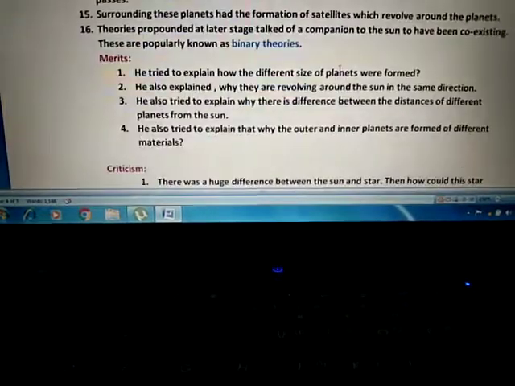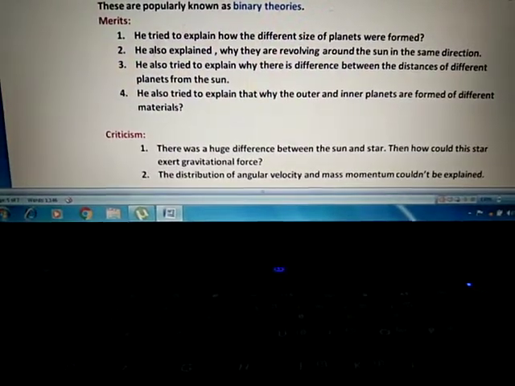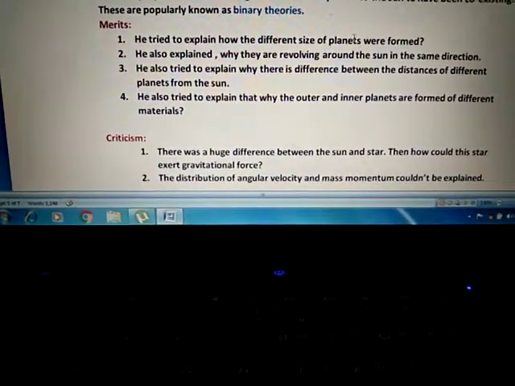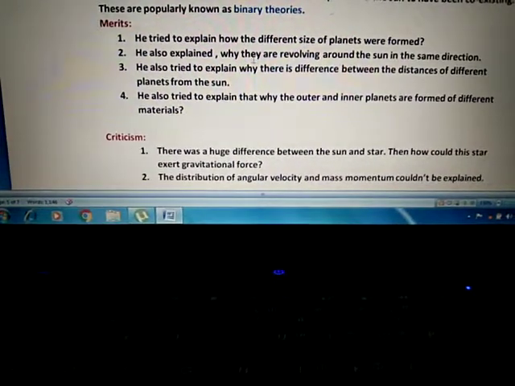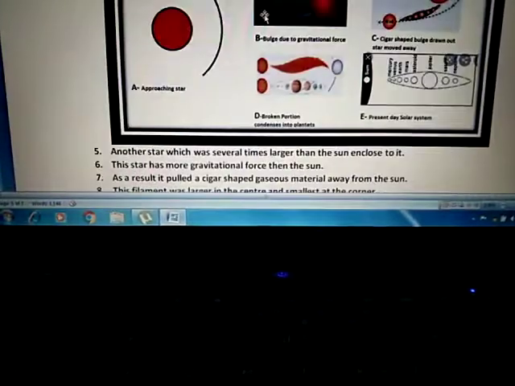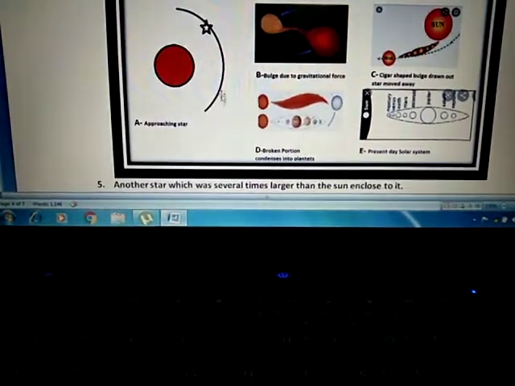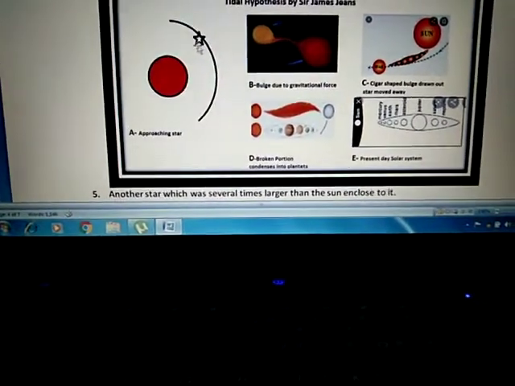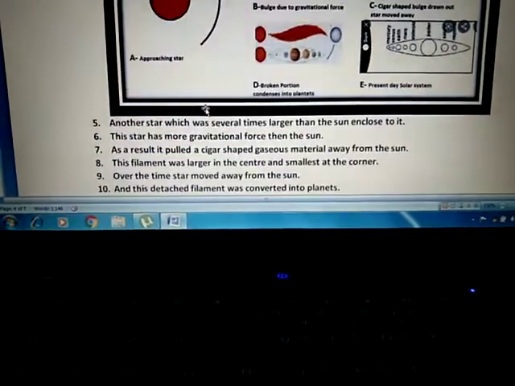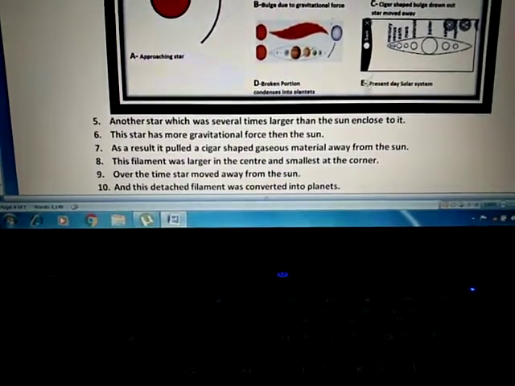So this hypothesis has some merits, because it explains how the sizes of planets were different. And second, why they are revolving around the sun: in the direction in which the star was orbiting around the sun, the filament which was detached by the star also revolves around the sun in the same direction. So all the planets orbit the sun in the same direction due to the star.